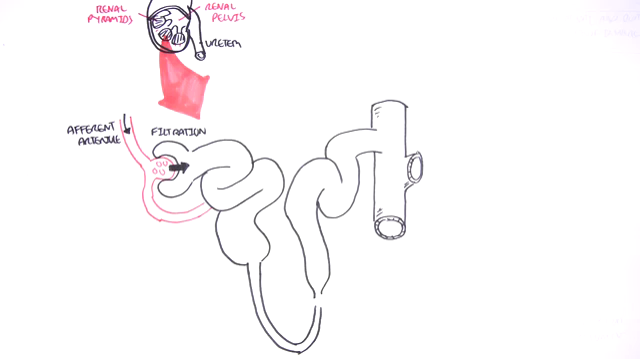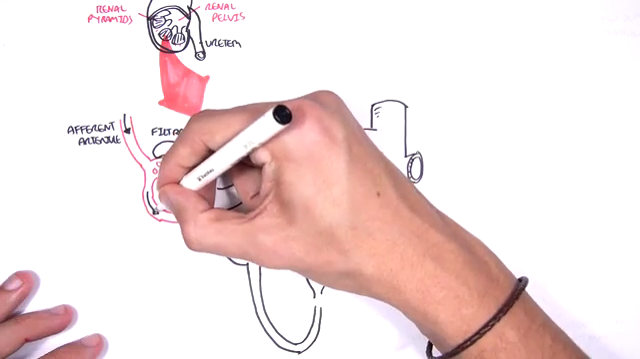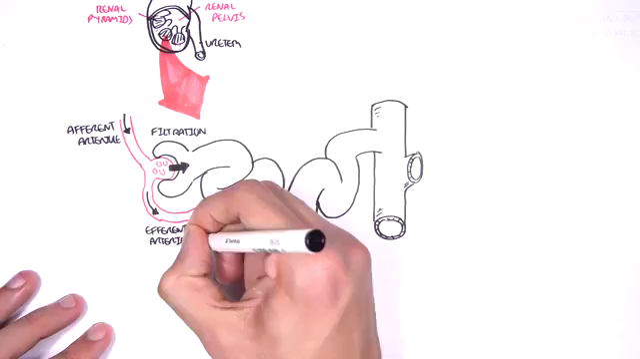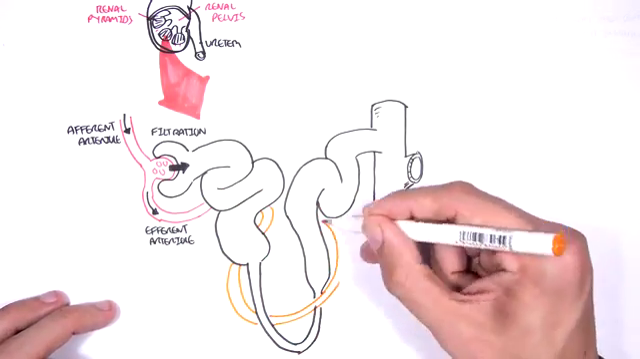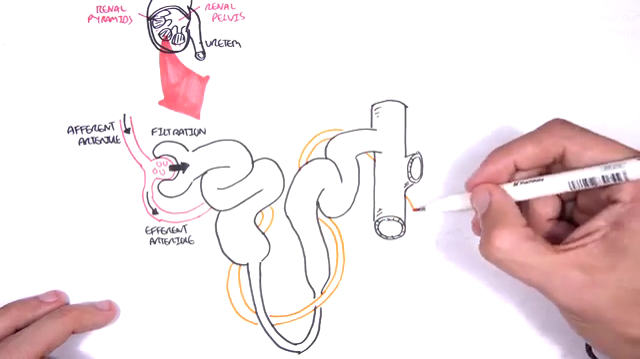When the blood is being filtered, filtrate is produced, and this is what will go through the nephron. The remaining blood will leave the glomerulus and exit out through the efferent arteriole. And this efferent arteriole will essentially make its way around the nephron as the vasa recta.